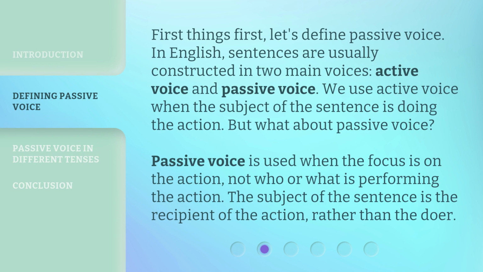First things first, let's define passive voice. In English, sentences are usually constructed in two main voices: active voice and passive voice. We use active voice when the subject of the sentence is doing the action. But what about passive voice? Passive voice is used when the focus is on the action, not who or what is performing the action. The subject of the sentence is the recipient of the action, rather than the doer.